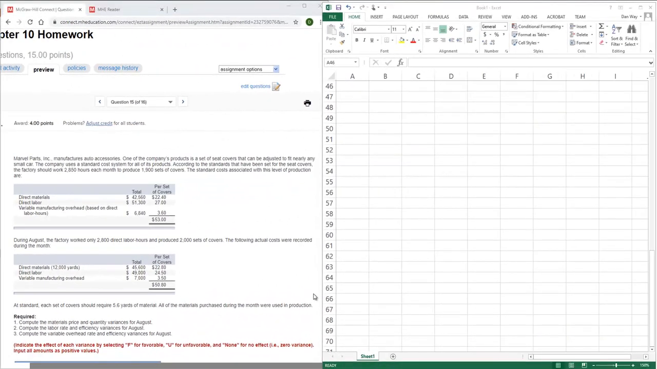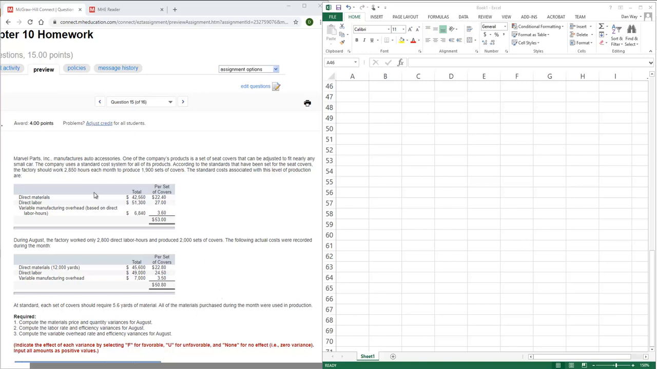Okay, the last problem I'm going to work through for now is actually part of a problem from your Chapter 10 homework. So in your Connect homework module, this is question 15, and we're going to at least work through the materials variances just to make sure we talk about a few considerations here.